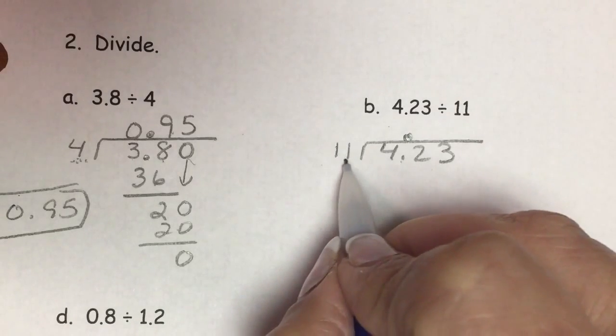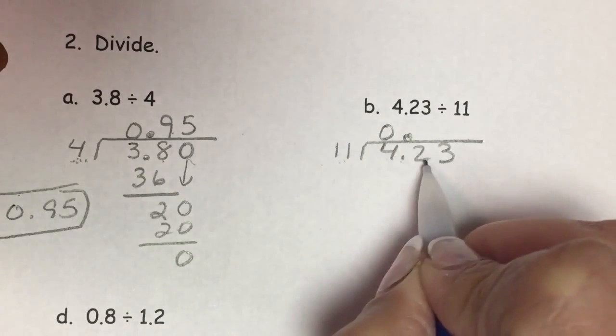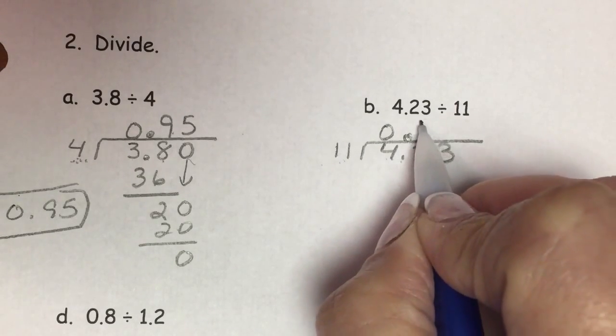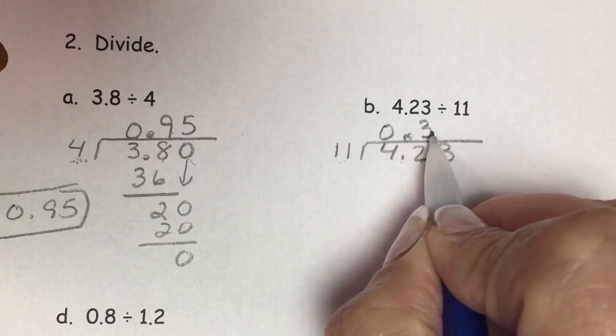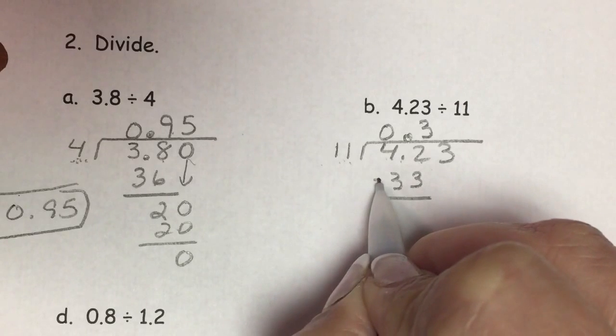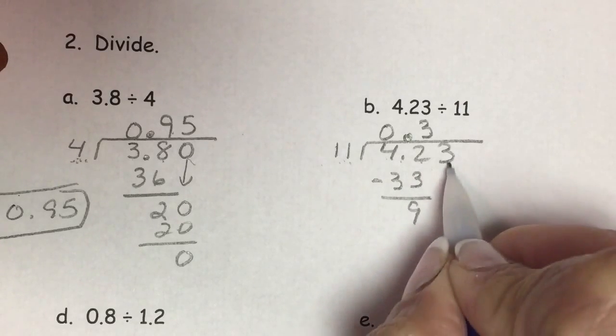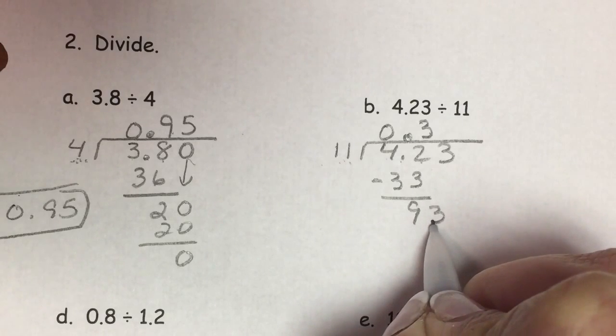So here we go. 11 does not divide into 4, so I'm going to put a 0. 11 divides into 42 3 times. 3 times 11 is 33. Now I subtract. If I subtract, I get 9. Bring down the 3.